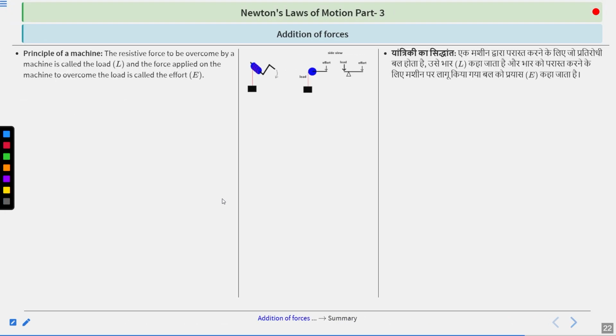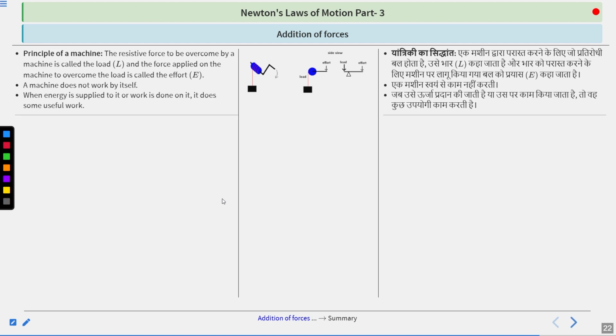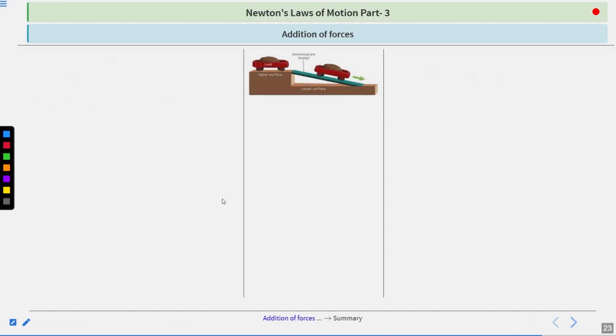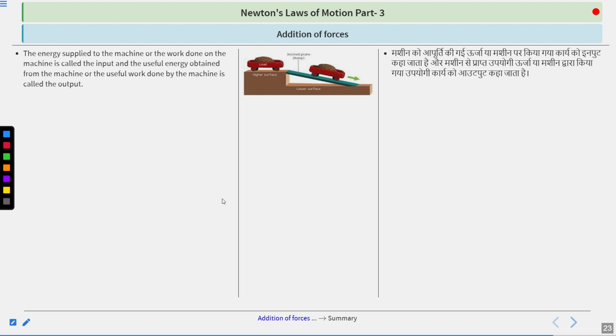Principle of a machine: the resistive force to be overcome by a machine is called the load, and the force applied on the machine to overcome the load is called the effort. A machine does not work by itself. When energy is supplied to it or work is done on it, it does some useful work. The energy supplied to the machine or the work done on the machine is called the input, and the useful energy obtained from the machine or the useful work done by the machine is called the output.